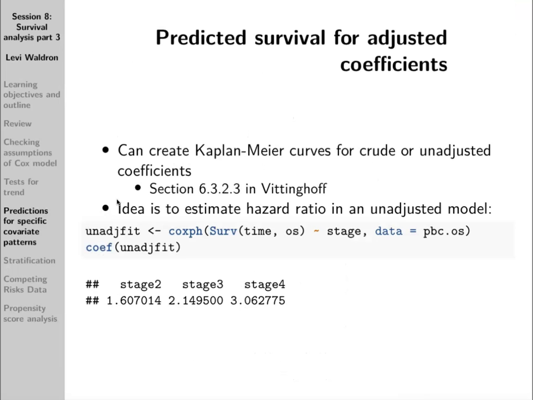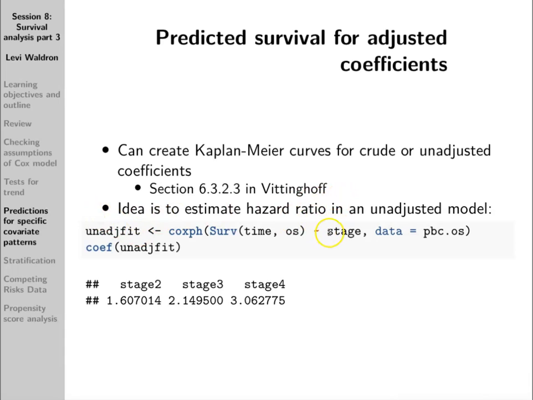All right, this is getting a little bit specific here, but it's kind of interesting, and I just wanted to briefly show it to you so that it is something that you can do if you want to. I showed you how you could predict survival based on coefficients. We did it for stage in a simple model with stage as the only predictor. Well, you can also do it for adjusted coefficients. So we did it before for crude or unadjusted coefficients, but we can also do it with adjusted coefficients.